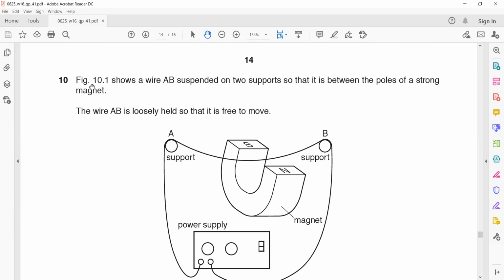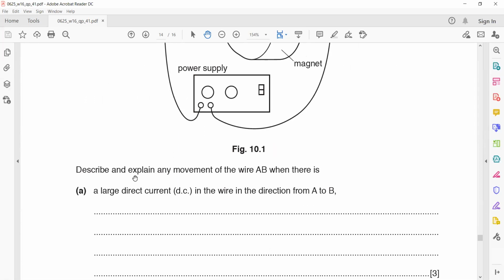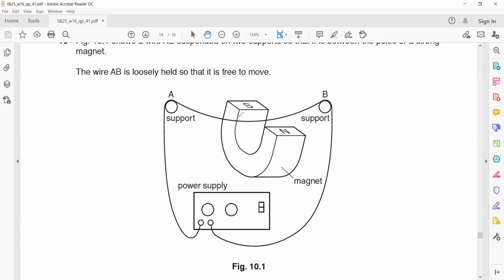Question 10. Figure 10.1 shows a wire AB suspended on two supports so that a strong magnet is between the poles. The wire AB is loosely held so that it is free to move. Describe and explain any movement of the wire when there is a large DC current from A to B. So if there is a current, there is a magnetic field. When the current is passing through the wire, that wire will produce a magnetic field. So how many magnetic fields are there? There are two magnetic fields. One is due to the wire and another one is due to the magnet.